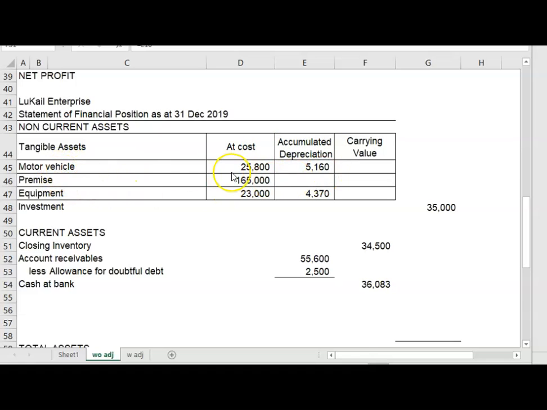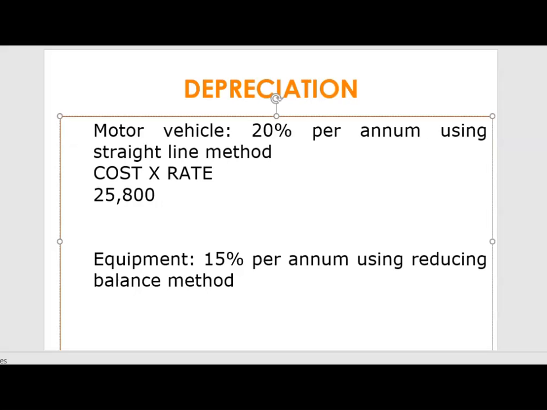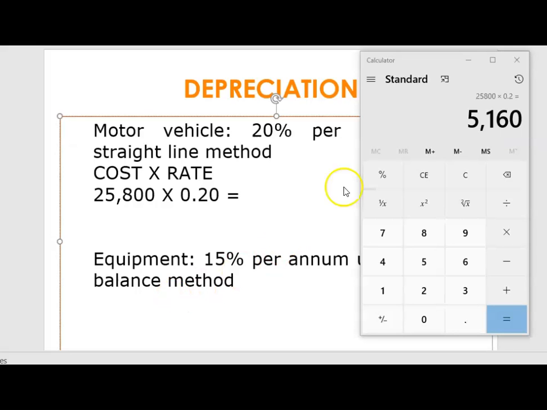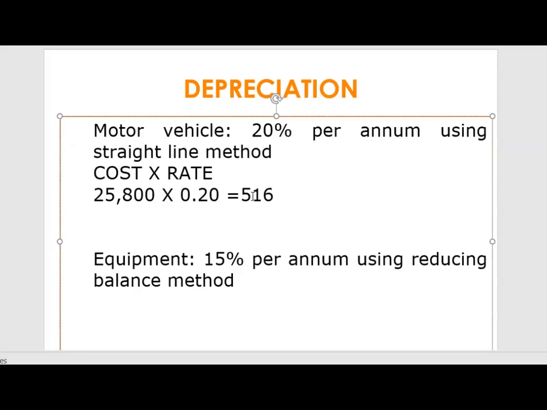So it says just now the motor vehicle will be depreciated at cost. So this is the cost, 25,800. For the straight line method, the formula is the cost multiplied by the rate. Just now we have the cost 25,800, and you need to multiply with the rate given, 20%, so 0.20. So you go to your calculator and calculate that amount, 25,800 multiplied by 20%, that is 0.20. Once you calculate it on your calculator, the answer is 5,160. So this is the amount, 5,160.